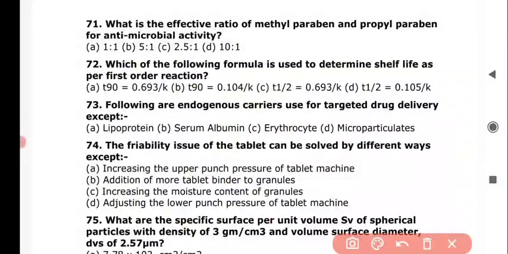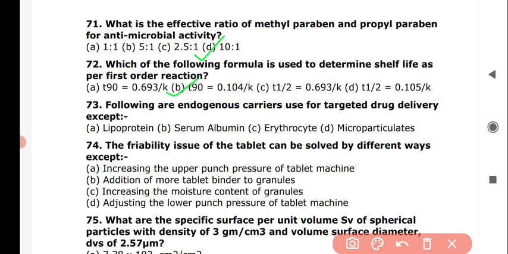Next question is, what is the effective ratio of methyl paraben and propyl paraben for antimicrobial activity? And the correct answer is option D, 10:1. Next question is, which of the following formula is used to determine shelf life as per first order reaction? And the correct answer is option B, that is T90 is equal to 0.104 per K.